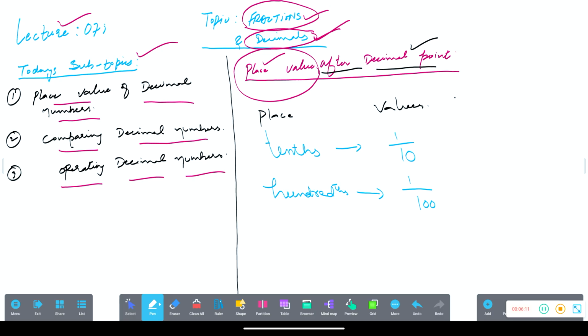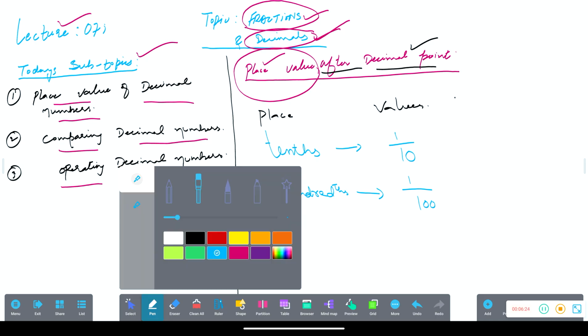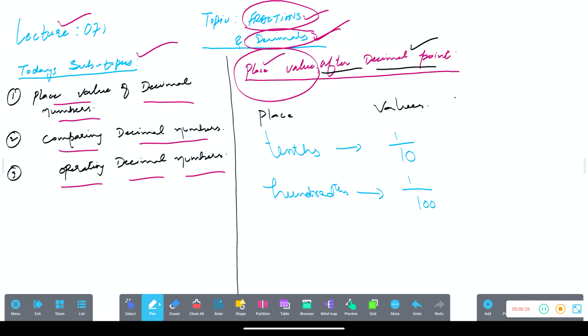Decimal place value of the decimal point. So I know that the numbers after the decimal point, we call them fractional numbers. So this is the place value of fractional numbers. The first digit after the point, remember that, is tenths. Its value is 1 by 10. The second place is hundredths. Its value is 1 by 100.